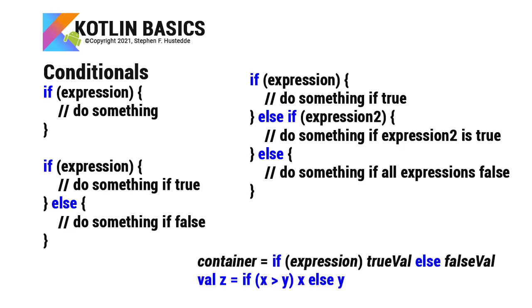Kotlin doesn't have a ternary operator, but you can do a ternary like statement in which you can apply a value to a container based on an expression being true or false. So in the example here, z would be x if x is greater than y, otherwise z would take on the value of y.